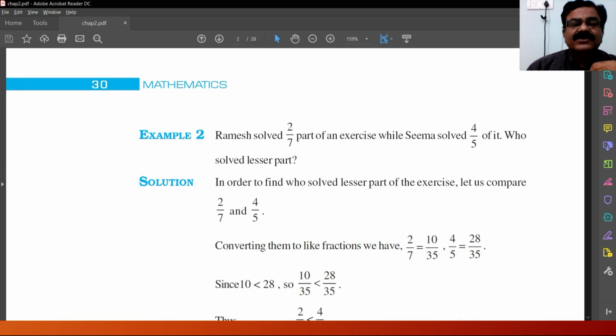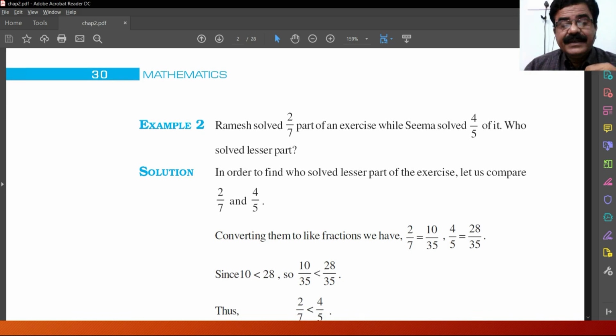You see one question. Ramesh solved 2 by 7 part of an exercise while Seema solved 4 by 5 of it. Who solved the lesser part? You can solve. First you have to order these and find who solved the lesser part of the exercise. Let us compare 2 by 7 and 4 by 5.